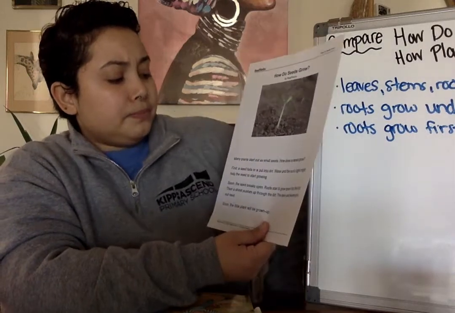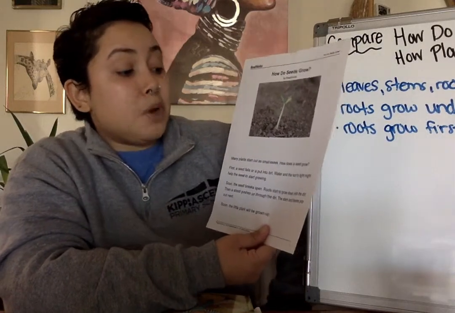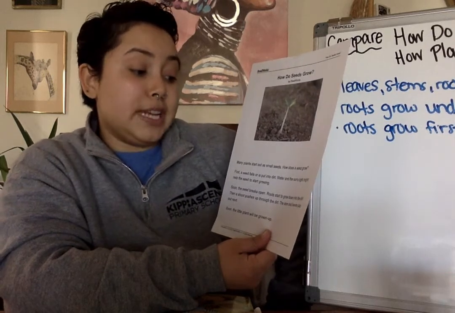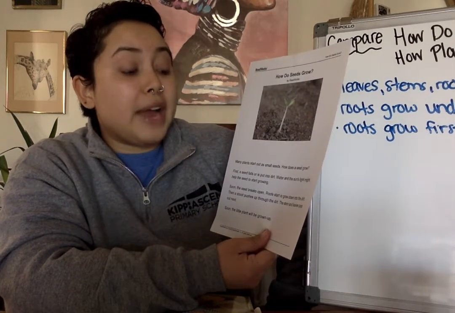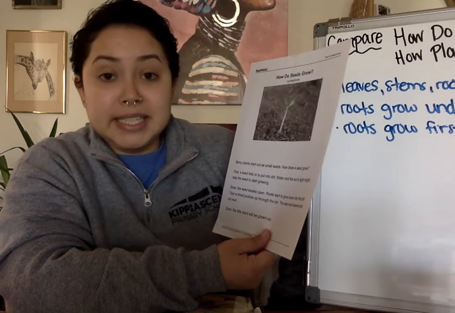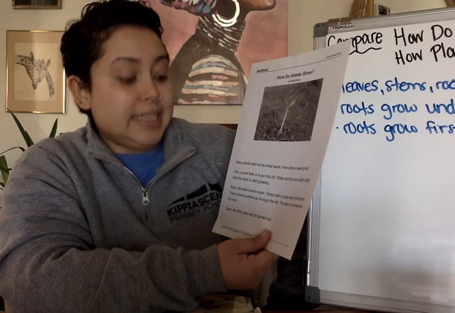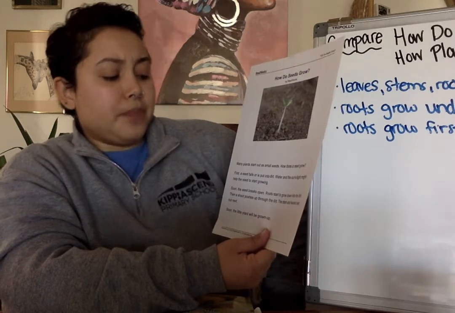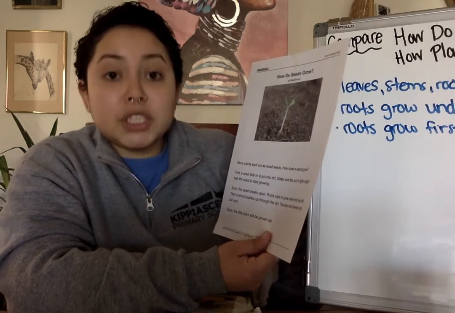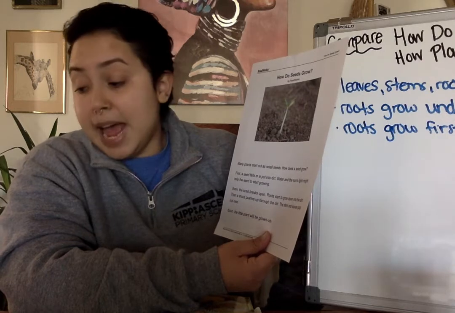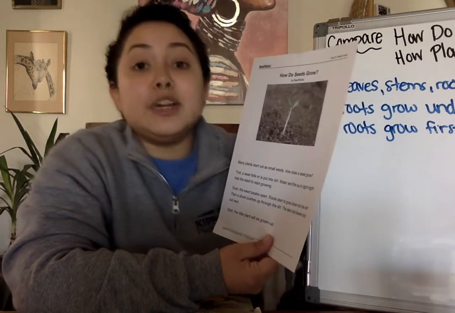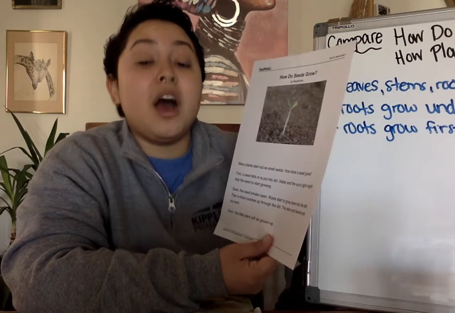Now, many plants start off as small seeds. How does a seed grow? First, a seed falls in or is put into dirt. Water and the sun's light might help the seed start growing. Soon, the seed breaks open. Roots start to grow down into the dirt. Then, a shoot pushes up through the dirt. The stem and leaves pop out next. Soon, the little plant will be grown up.